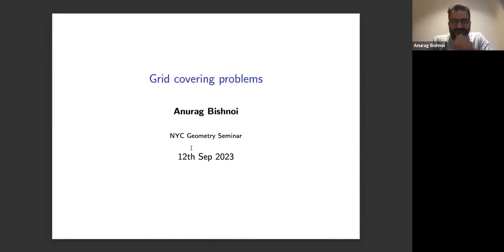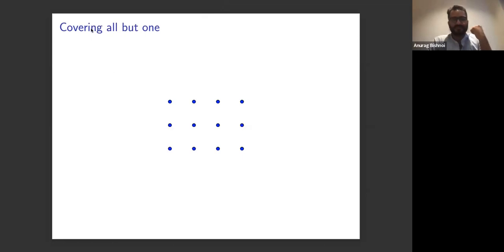Cool, let's begin. So what exactly are we talking about? Say we have this grid of points. We have these 12 points in the plane. And let's say I want to cover all of these points by straight lines. So what's the minimum number of lines required? It's not a rhetorical question. If anyone has an answer, you can just say it in the chat.